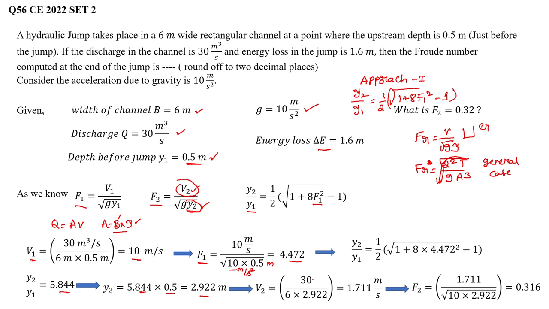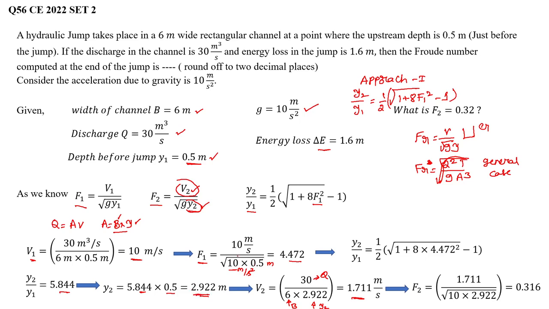V2 equal to the discharge divided by the width, which will be the same before and after the jump. Only the depth will change to y2. So we can substitute Q divided by B into y2, and by doing that we get the velocity. If you observe clearly, the velocity before the jump is around 10 meter per second, but after the jump it is 1.77 meter per second. Similarly, the depth before the jump is 0.5 meter, and when we compute the depth after the jump, we get nearly 3 meters.